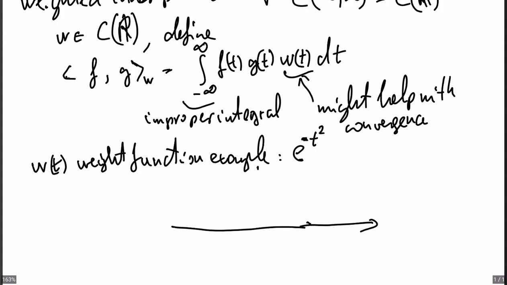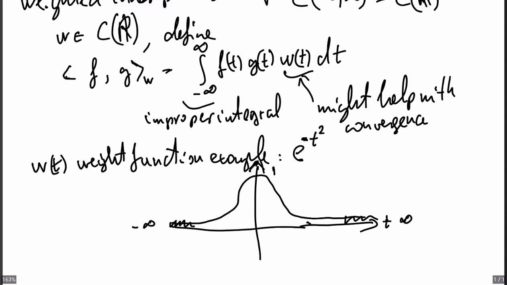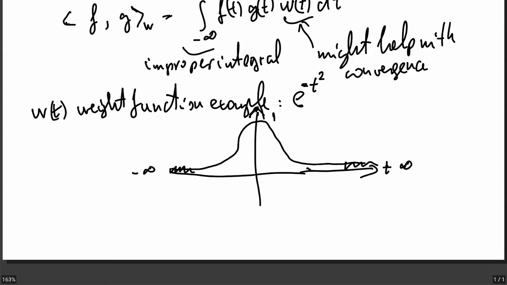Here is a picture of this function. It's the famous bell-shaped function, used in many different places in engineering, for example, and also in statistics or probability. The idea is that this very quickly converges to zero at minus infinity and infinity, and that might help with convergence. So once we have an inner product, it's an interesting question: when do we have an inner product?